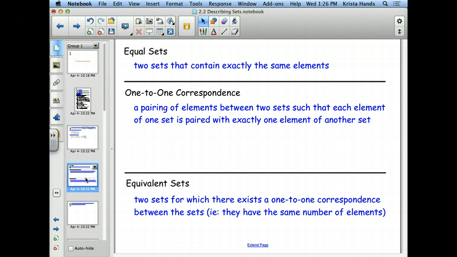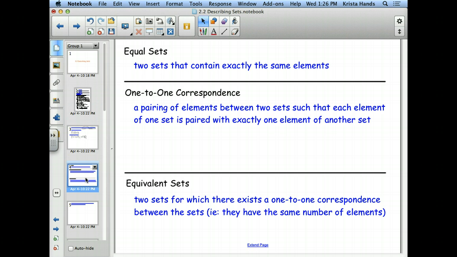Equivalent sets actually just means that they have the same number in each of them. So the set of numbers 1 to 5 and the set of people in my family are equivalent sets. That sounds weird, but that's how we describe them. That's the differentiation between the 2 here.